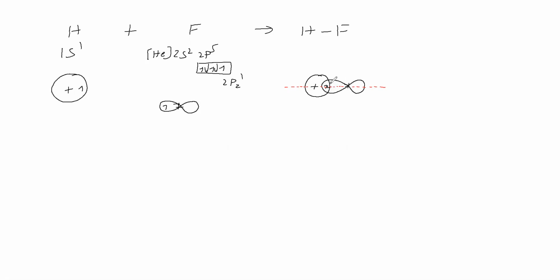Here overlapping is possible along the internuclear axis. Therefore, this bond is called a sigma bond. The sigma bond is formed by overlapping between this s orbital and this p orbital. Therefore, it is a sigma sp bond. So the HF molecule has a sigma sp bond.